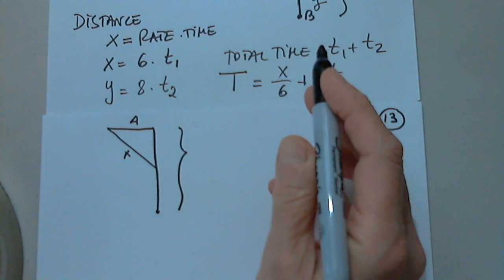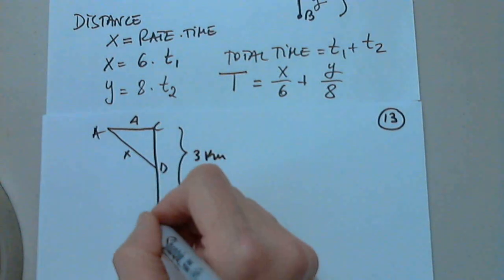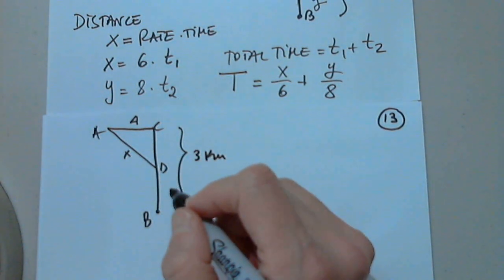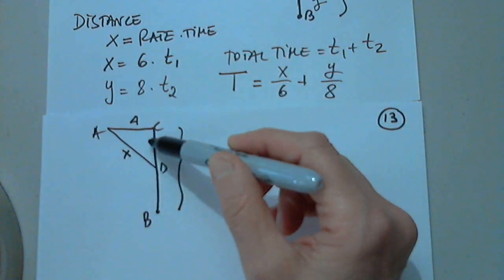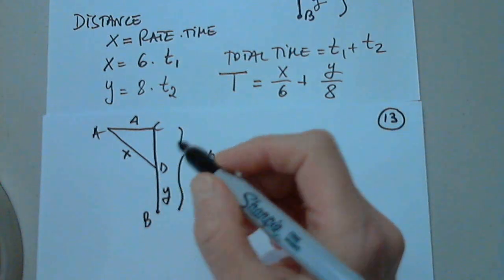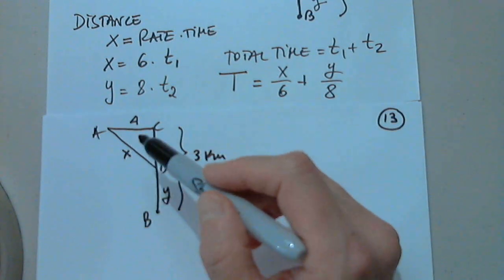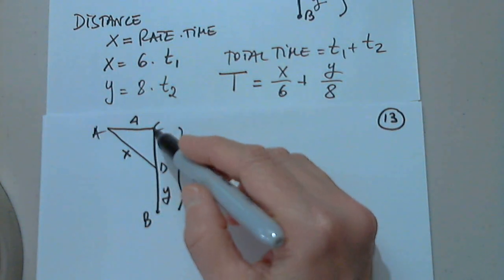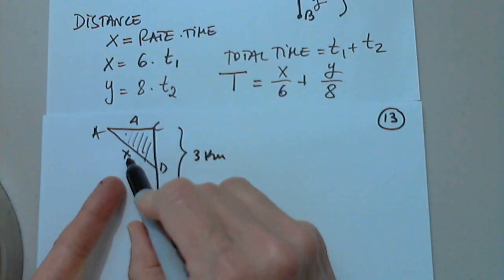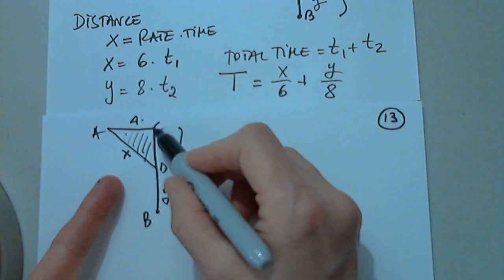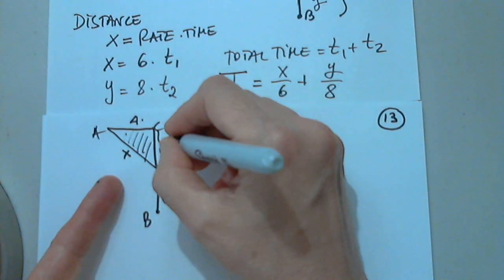And all this is 3. So this was A, this was C, this was D, and this was B. How do I express x? I have to come up with something for x. Well, from this right triangle, x squared equals 4 squared plus this squared. But this is 3 minus y.